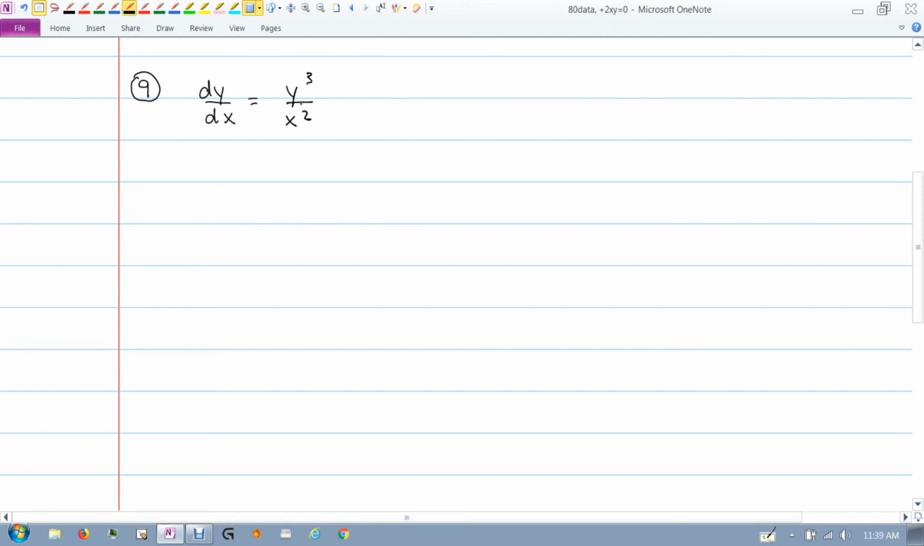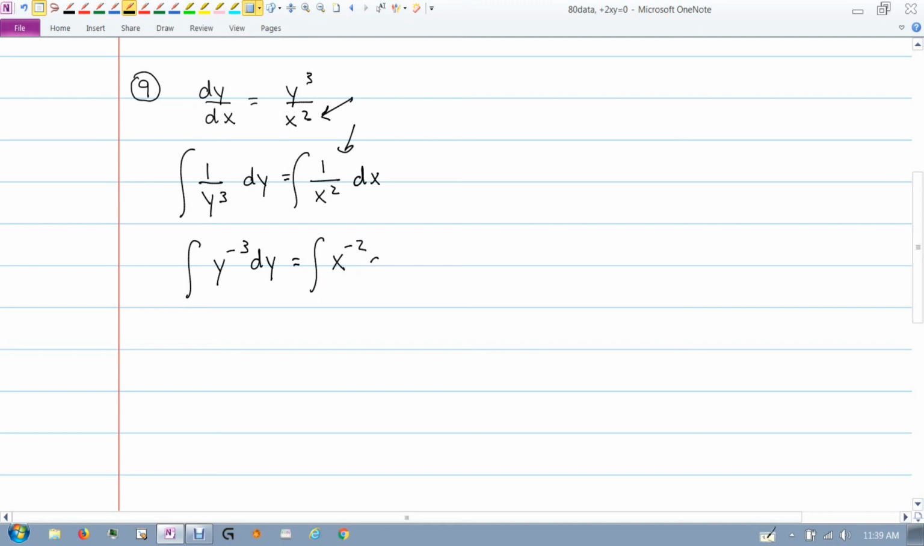All right, so I'm going to get the y's on one side, so I'm dividing both sides by y cubed. And I'm also going to multiply both sides by dx. And that x squared in the denominator here is really just going to turn out to be that. All right, integrate again. Let me just clarify that this is the same as the integral of y to the negative 3 dy equals the integral of x to the negative 2 dx.